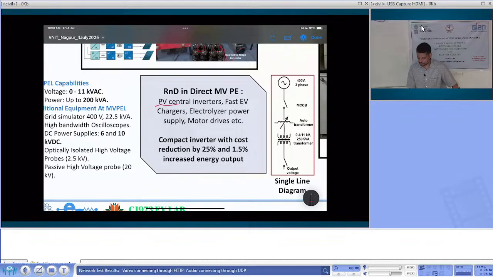So one is PV inverters, right? I'll talk about why there is a need for medium voltage power electronics when we talk about PV inverters. Then we are working on fast EV chargers, electrolyzer. So this was the first thing which we started. Fast EV charger is something which we are starting now. I'll talk more about that. Electrolyzer power supply, there is a clear-cut use case, but for now, because of our bandwidth constraints, we are restricting it. But maybe in future we would also work on that, as well as medium voltage motor drives, right? But as of now, it's number 1 and number 2, which is just starting.